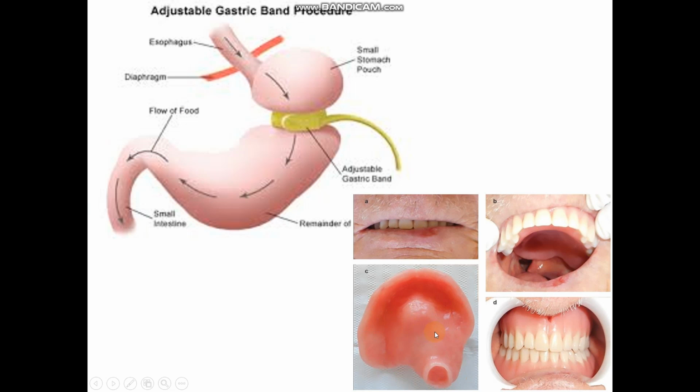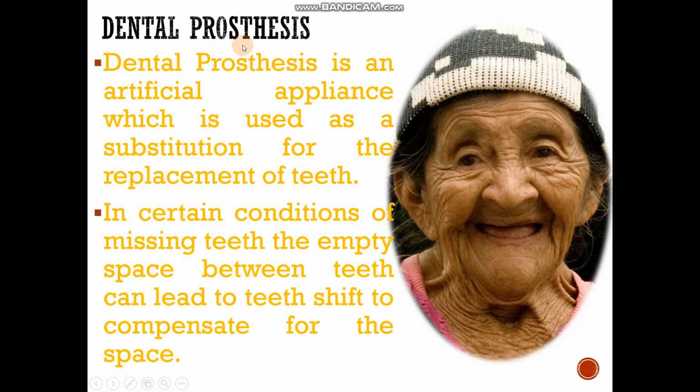And here you can see the obturator, palatal obturator. So these are not our topic. Our topic is dental prosthesis. See the smiling face. Dental prosthesis is an artificial appliance which is used as a substitution for the replacement of teeth. In certain conditions of missing teeth, the empty space between teeth can lead to teeth shifting to compensate for the space.